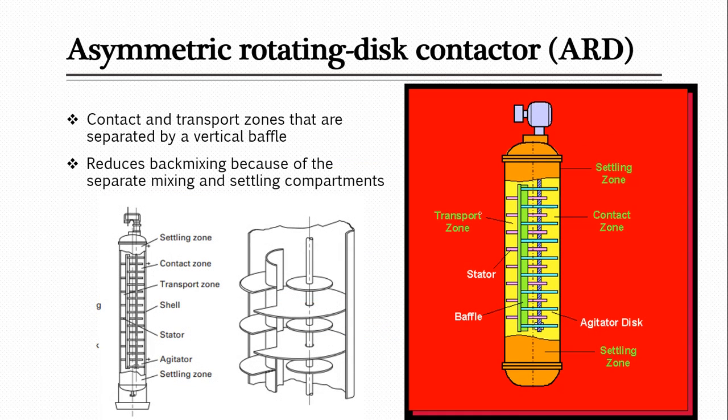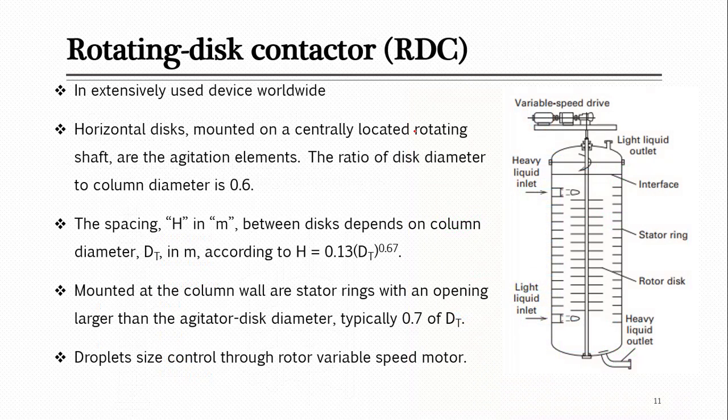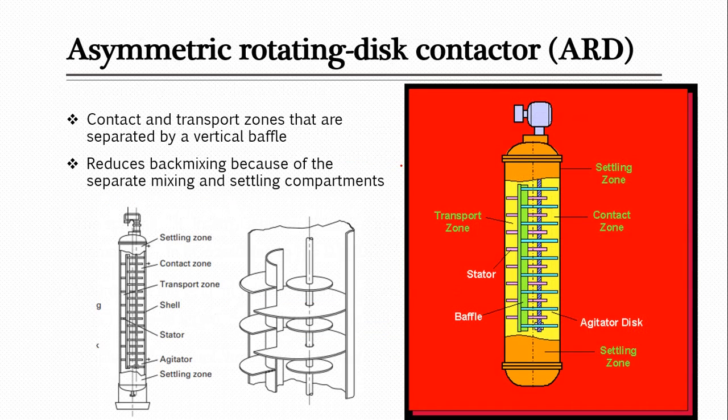Then next here is the asymmetric rotating disc contactor. The asymmetric disc contactor is actually a modification of the last one we have seen, the rotating disc contactor. But there is one improvement in this design in order to improve mass transfer. So what is that improvement?